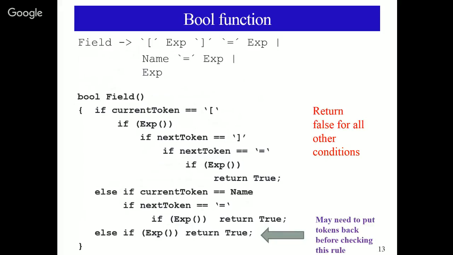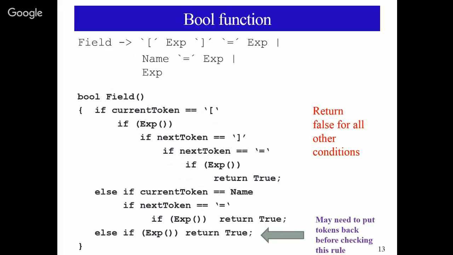Because I don't know what expression is, I might be going down a path like bracket, expression, bracket, and then run out of tokens for that rule. Then it doesn't match the first one, so I have to try the second one. If the second one doesn't match, then I have to try the third one, which means I have to move the tokens all the way back to where I started this rule. And that's what I was talking about with the backtracking.